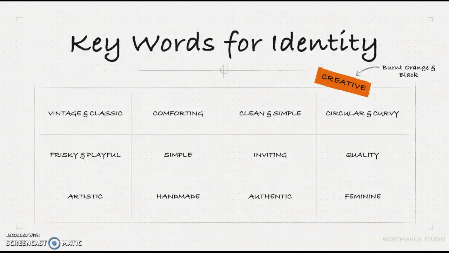And then one fun thing I did along the way to kind of get a feel for what I wanted my brand to look like is I set up a bunch of keywords. So vintage, classic, comforting, clean and simple, circular and curvy, of course creative, frisky and playful, simple, inviting, quality, artistic, handmade, authentic, and feminine. So I think these words really do a good job of summing up what I would want from a graphic design and from a brand identity.